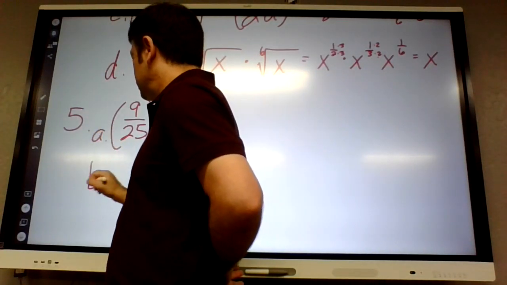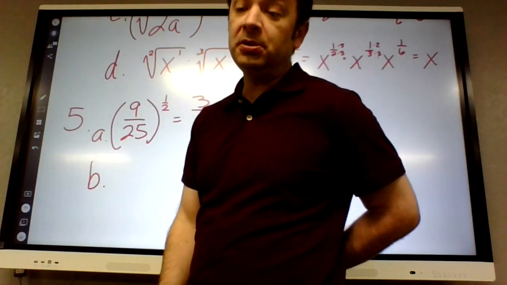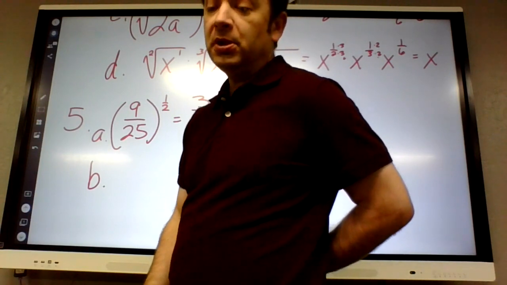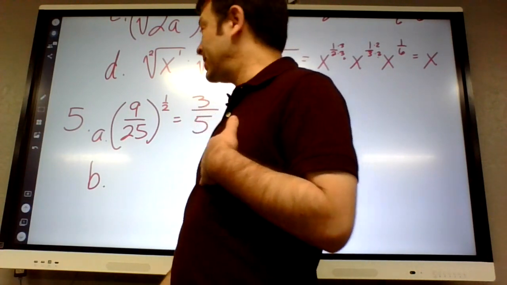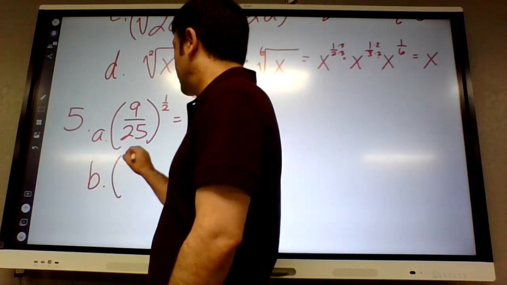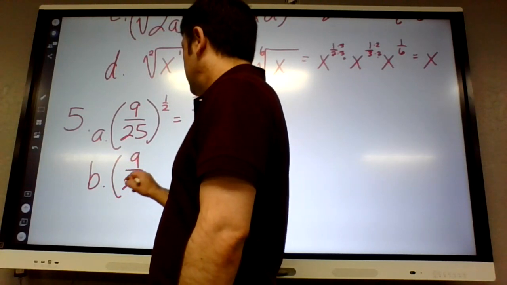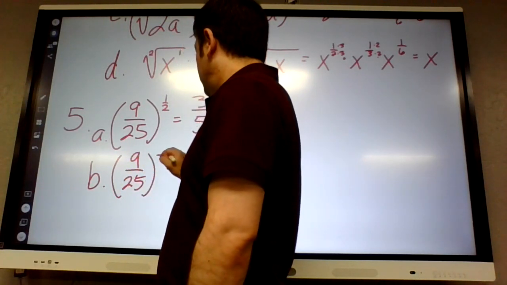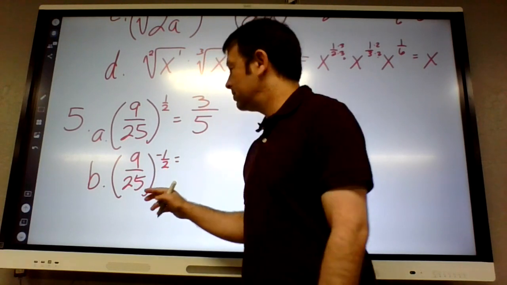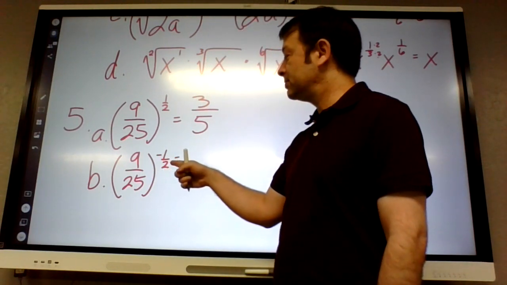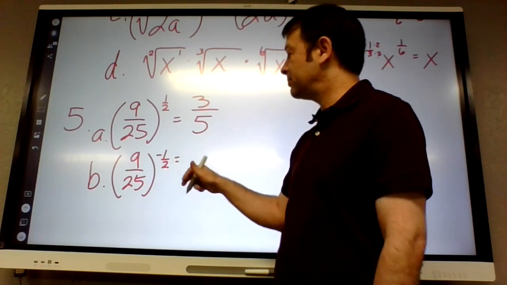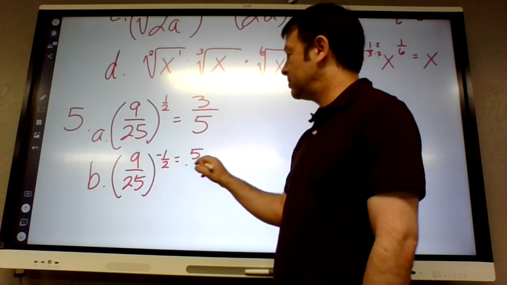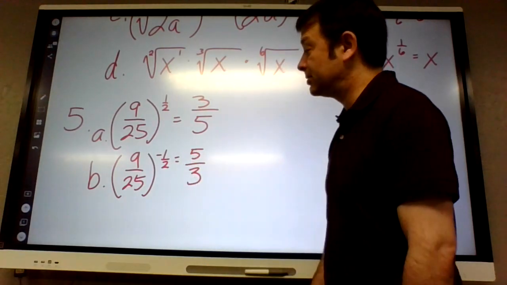Okay, B is almost identical except you put it all over 1. What's the negative exponent going to do? Flip. So it's going to be 5/3.